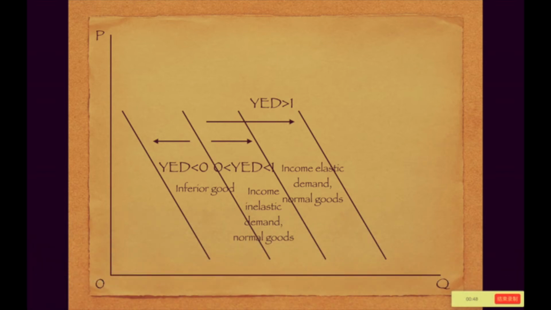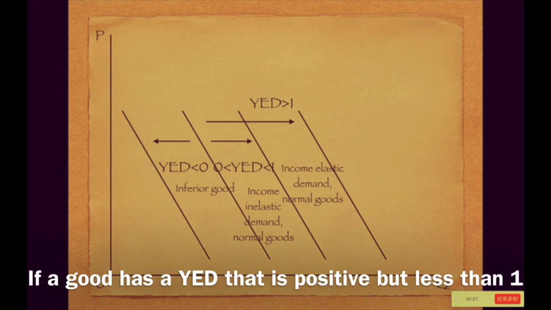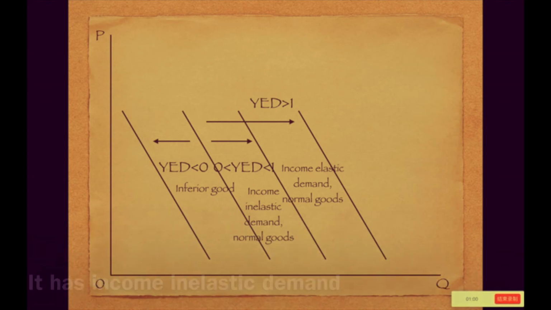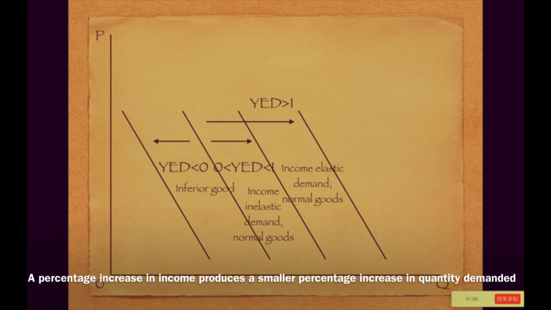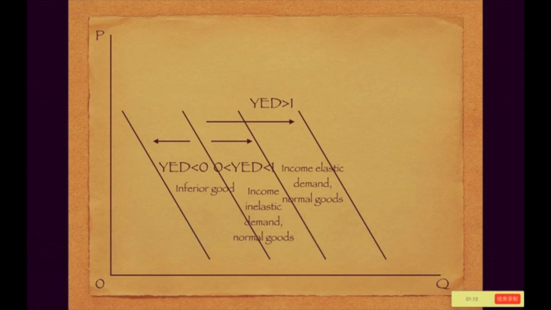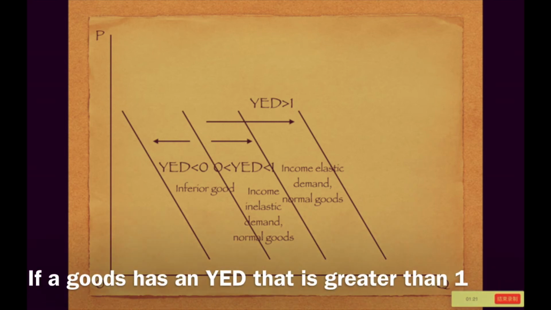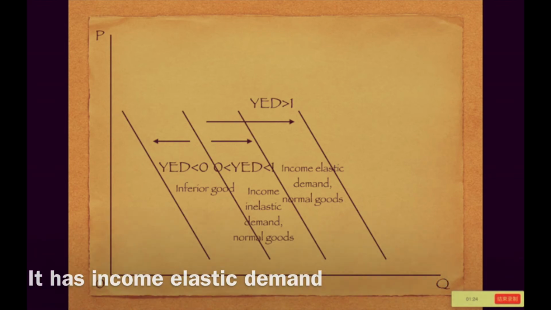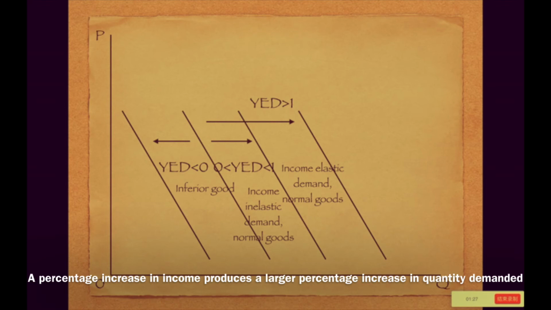The second situation is when YED is greater than 0 but smaller than 1, representing the goods are necessities. If a good has a YED that is positive but less than 1, it has income inelastic demand. A percentage increase in income produces a smaller percentage increase in quantity demanded. And the third situation is when YED is greater than 1, referring to luxury goods. If a good has a YED that is greater than 1, it has income elastic demand. A percentage increase in income produces a larger percentage increase in quantity demanded.